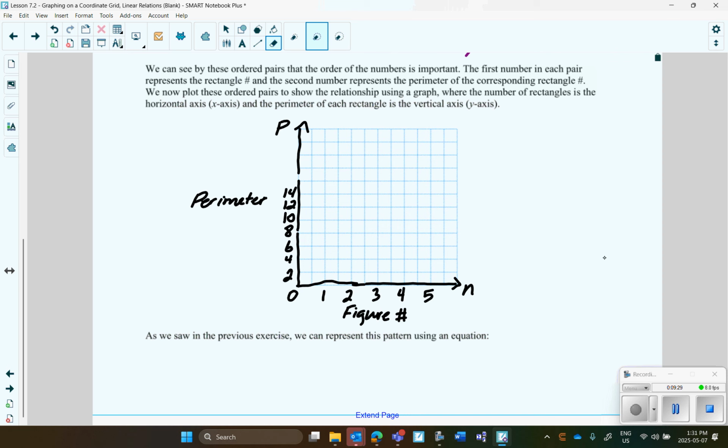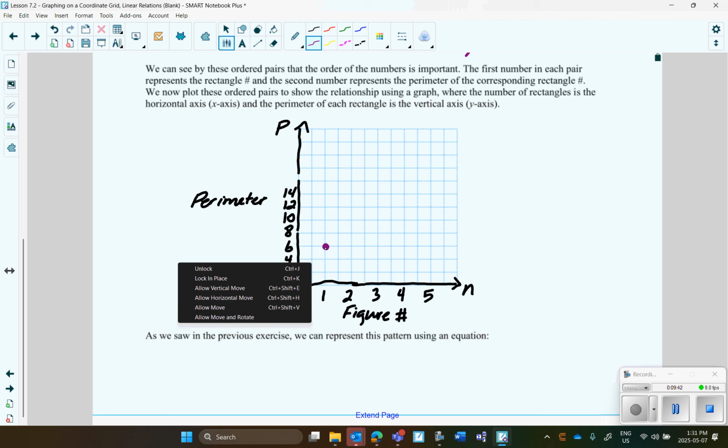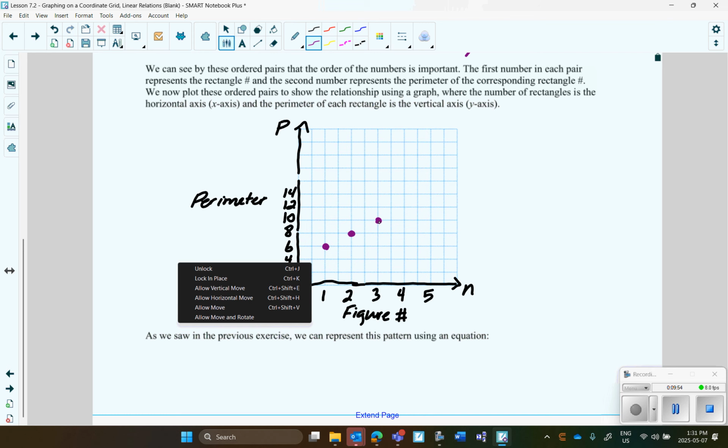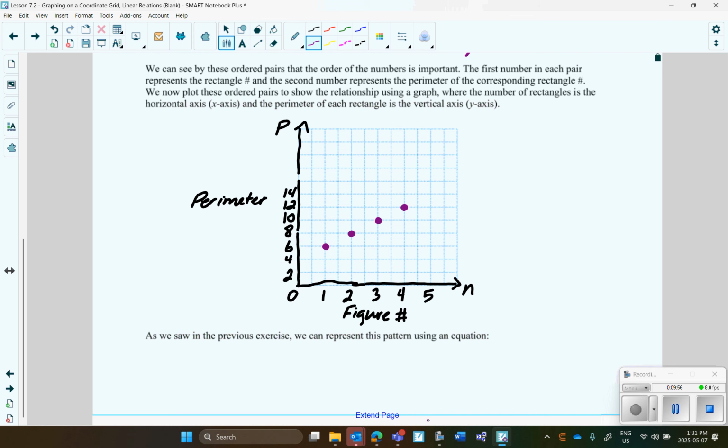Okay, so let's plot our points. So what are the points we have? 1, 6. So according to our graph, 1, 6 would be here. 2, 8, 3, 10, 4, 12. And I suppose we could keep going forever.